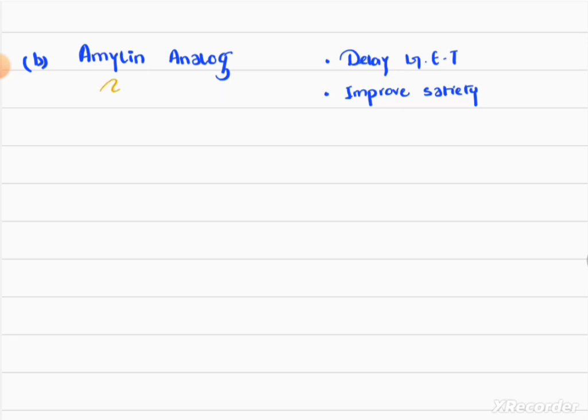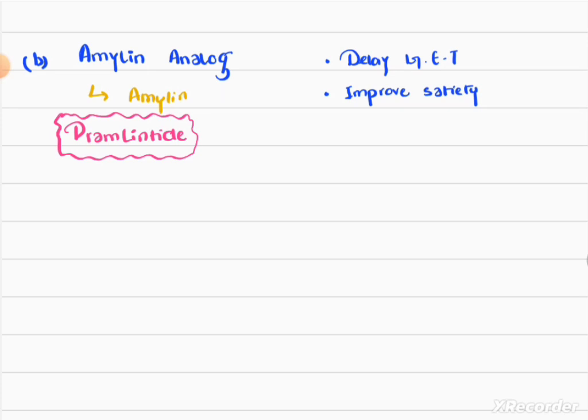So amylin is usually co-secreted with insulin. We have some amylin analogs, and there's only one analog available in the market, which is called pramlintide. It is used in both type 1 and type 2 diabetes.